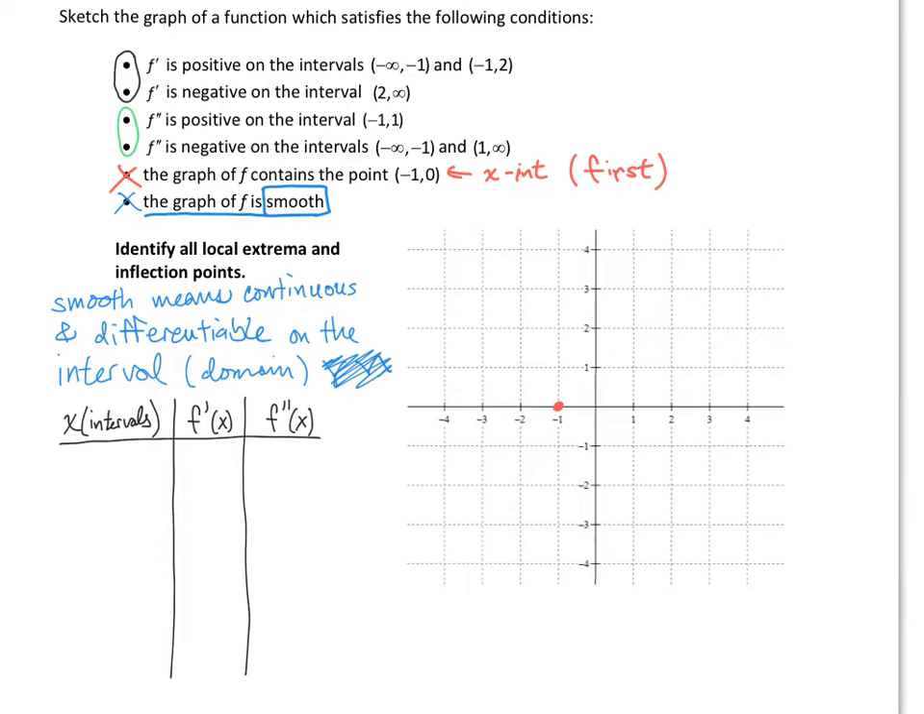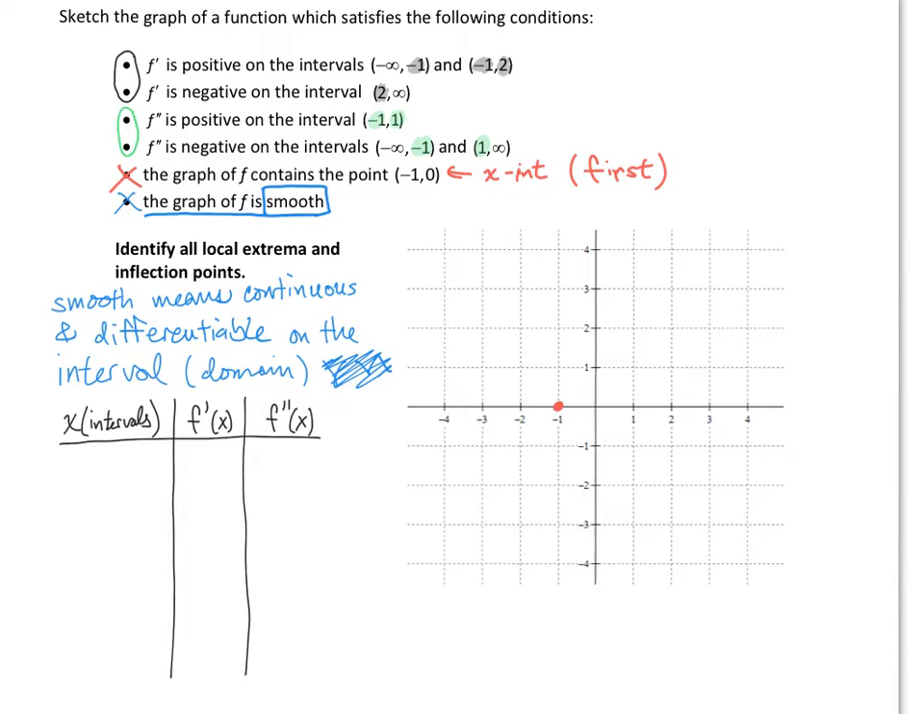What x values or intervals do I see up here? Well, first and foremost, in the first derivative, I see -1 and +2. In the second derivative, I still want to pay attention to what values I see. I see -1 here and here, and I see +1 here and here. So I need to write those values in the correct order down here in my table.